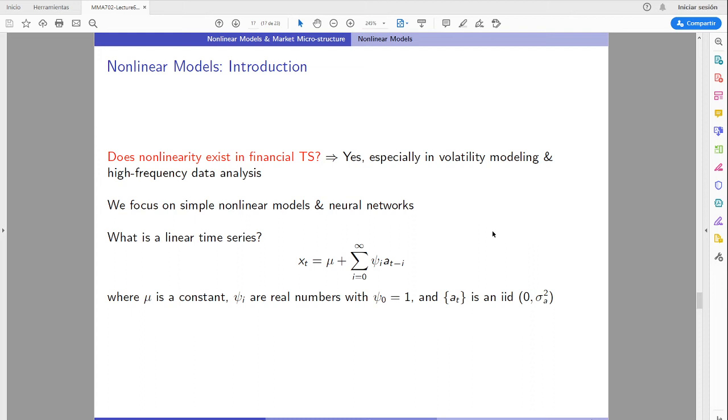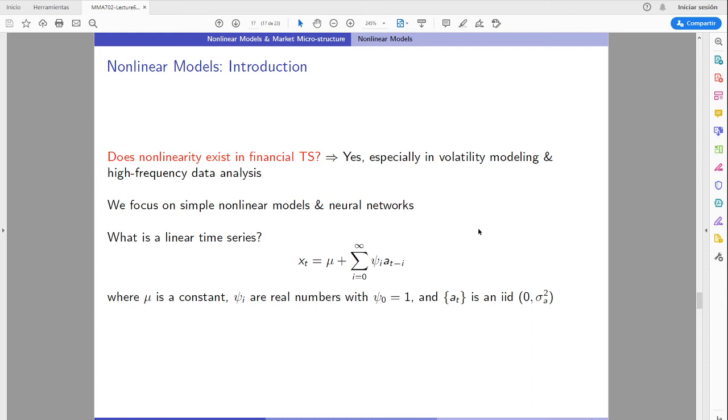Here we're going to focus on very simple nonlinear models and neural networks which work mostly with logarithms and things that are basically reasonably easy to conceive, so we won't go into anything too long or complicated.